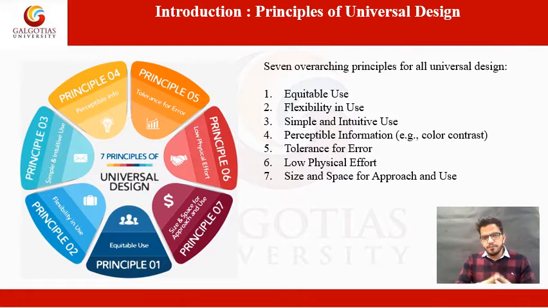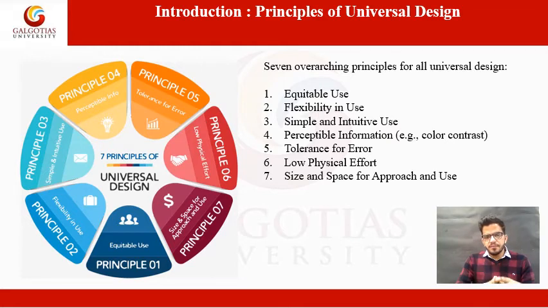The fourth important principle of universal design is perceptible information, for example, color contrast. The fifth important principle is tolerance for error. If we need to change or redesign some spaces, how far can we go, or how easy is it to redesign them.